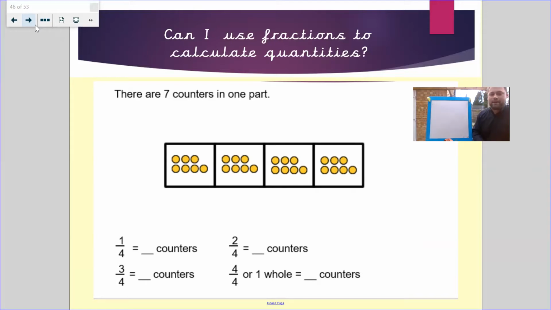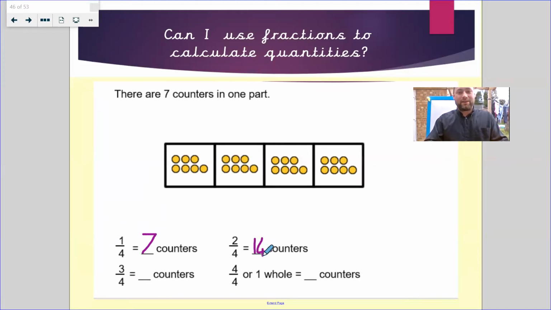Okay, welcome back. Hopefully you got this one pretty spot on. So we know that there are 7 counters in 1 part. We know that our whole bar here has been cut into 4 equal parts. So therefore, 1/4, we're only looking at one of these parts. There are 7 counters in 1/4. How many counters are there in 2 parts? Well, we can either count, we know that there's 7 in both, so we can do 7 times 2, or you can just count them all up. But 7 times 2 is 14.